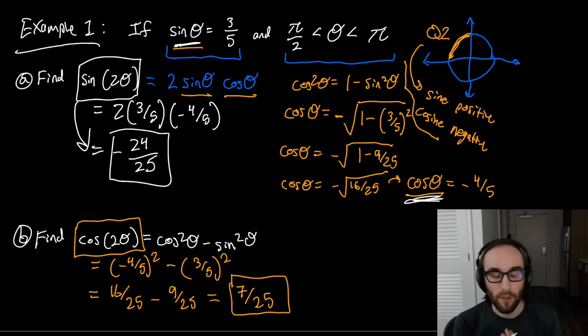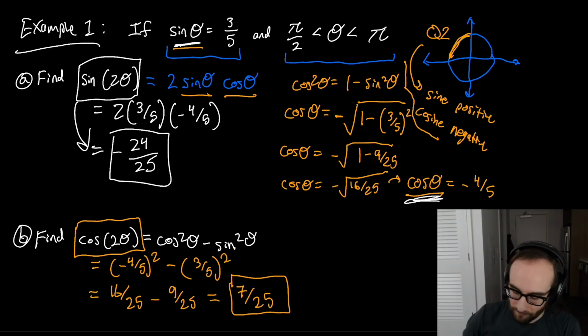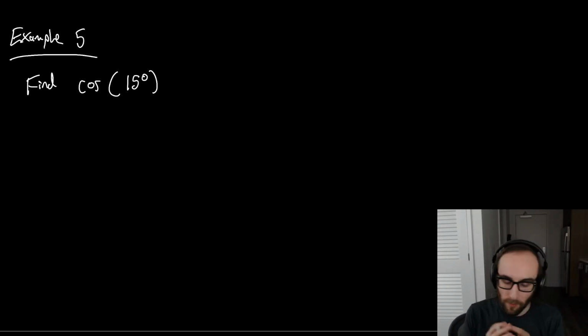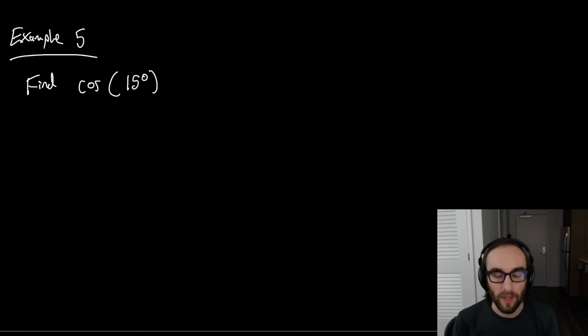And there we go. Those are our two examples of how we can use double angle formulas to find sine of 2 theta and cosine of 2 theta. Next, I want to take a look at one more example, which is example 5 from our textbook, page 465. For this example, we're just going to look at the first part. We're being asked to find cosine of 15 degrees.